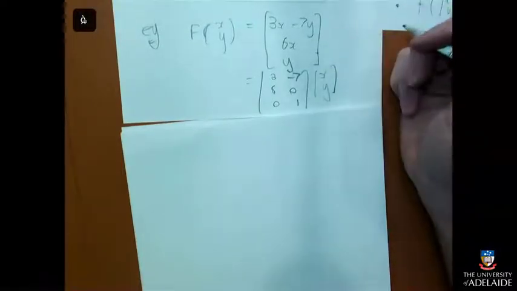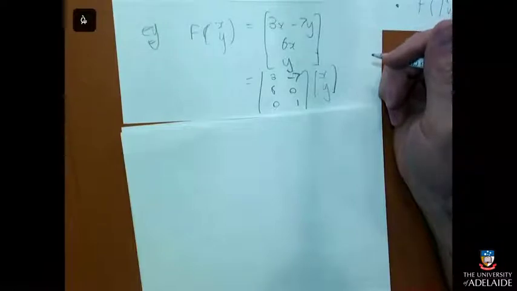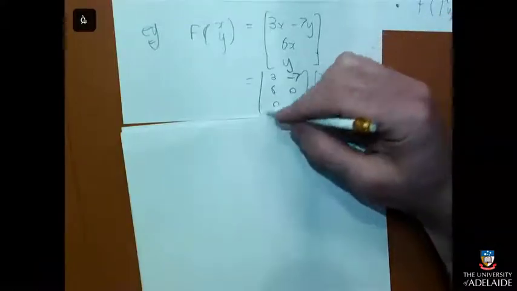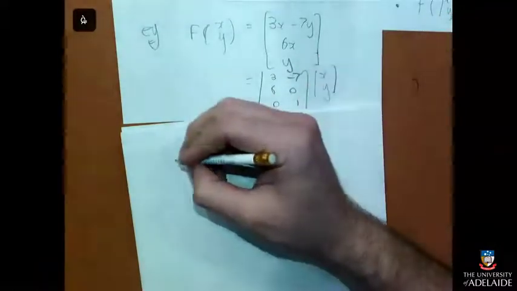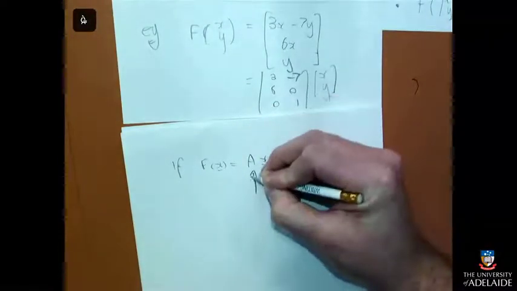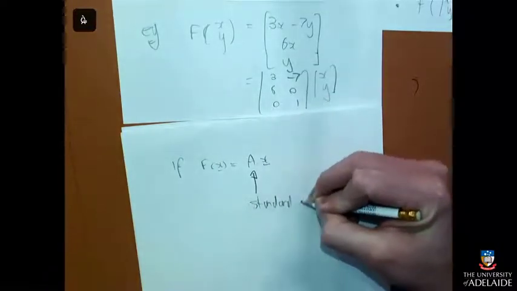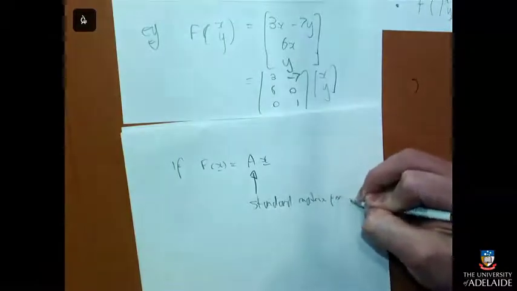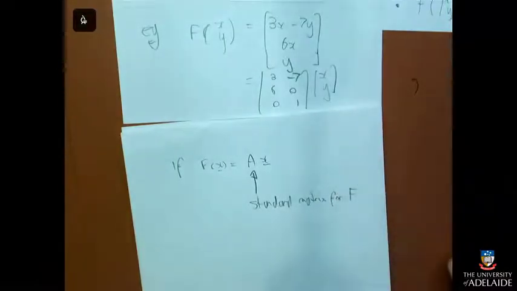So, here we go. Right. This thing here, this matrix, is called the standard matrix. If f of x is equal to ax, then this is called the standard matrix for f. It turns out that if you've got a fixed way of writing your coordinates, then there's exactly one matrix that you can do. There's only one way to write it as a matrix, and that matrix is called the standard matrix.